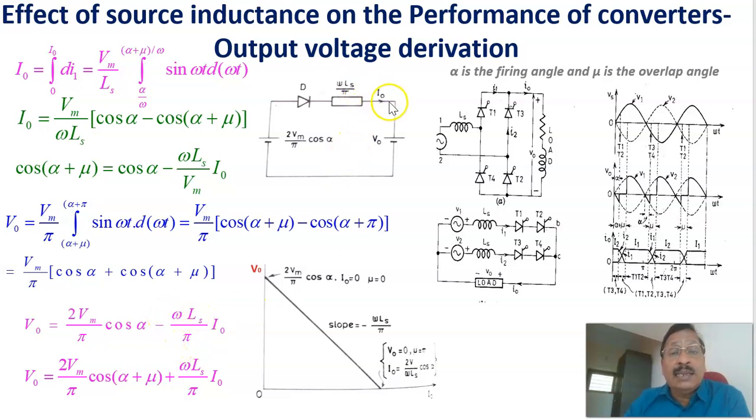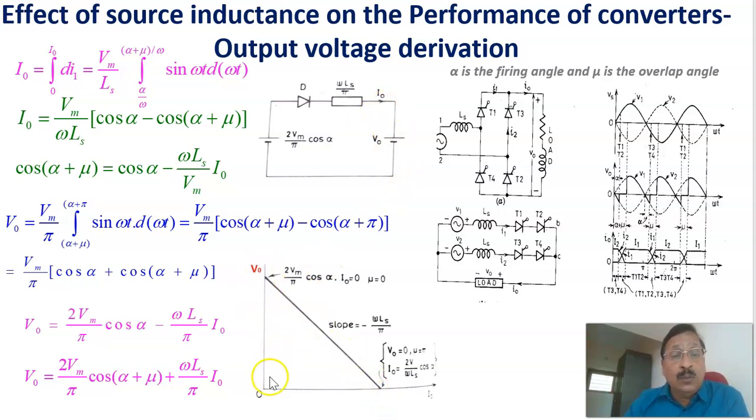Omega Ls divided by pi, and the current equal to I naught, then this output voltage will be known. This output voltage is equal to 2Vm by pi cos alpha minus the drop across this one, I naught into omega Ls divided by pi. That means that as the current increases, the drop here increases and the output voltage gets reduced. Therefore, that plot is plotted here.